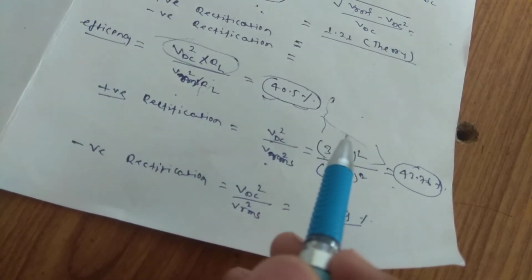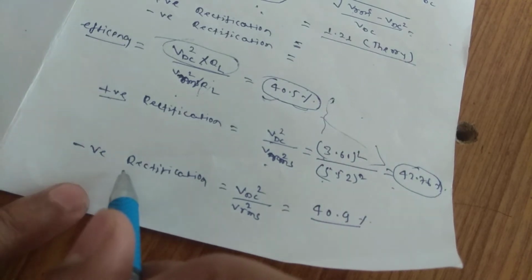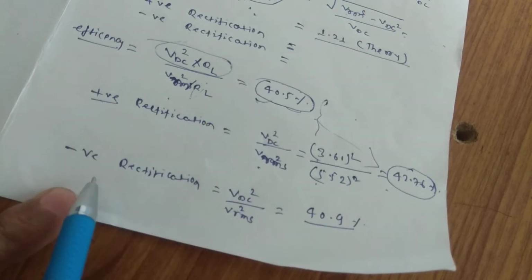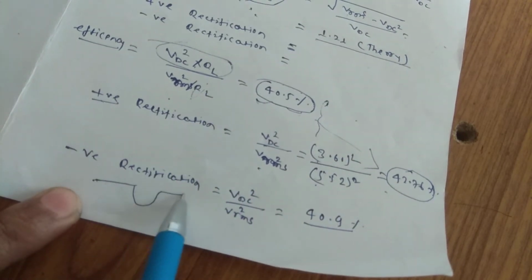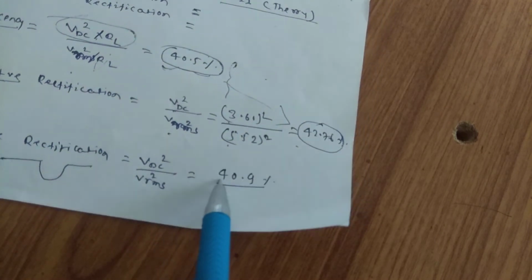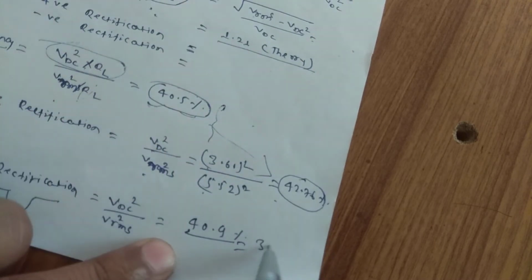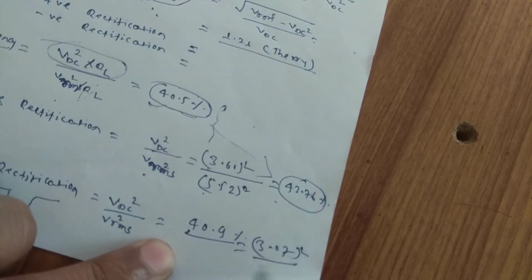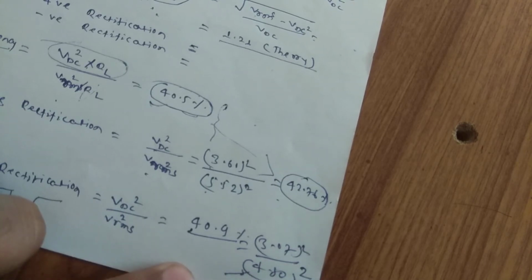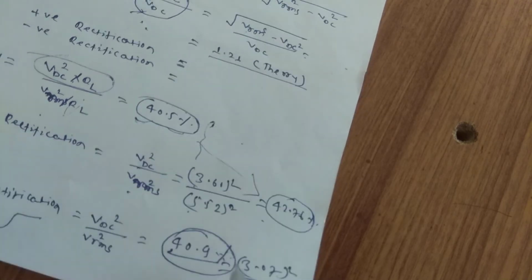Now if I see the negative rectification, when we have rectified the negative portion, meaning when our output was this way, for that we have calculated VDC as around 3.07, and 3.07 squared divided by 4.80 squared. The VRMS was 4.80. For that we got 40.9% efficiency.